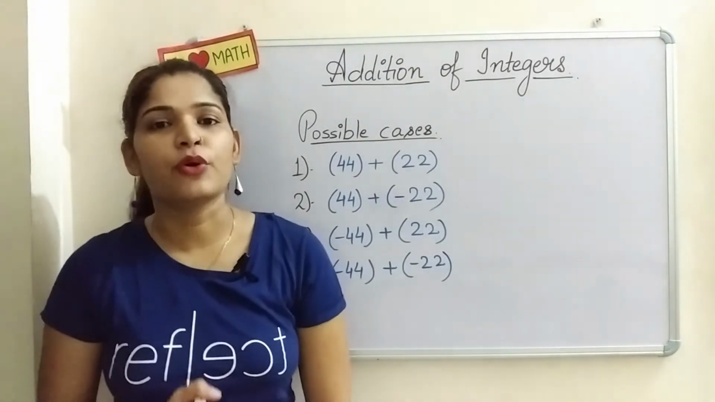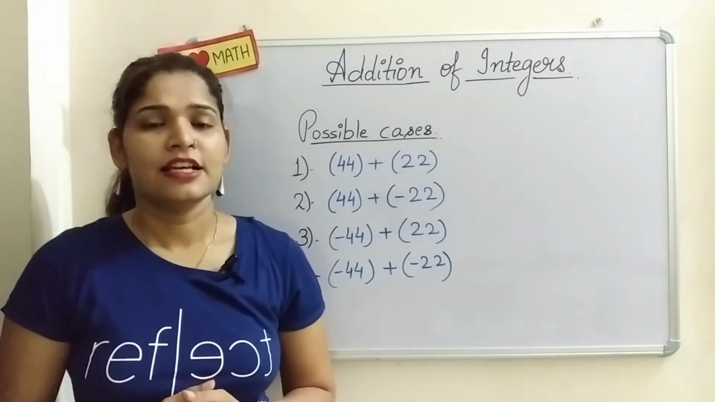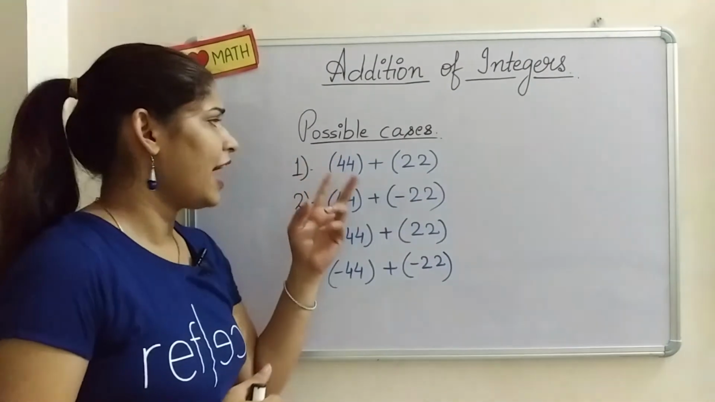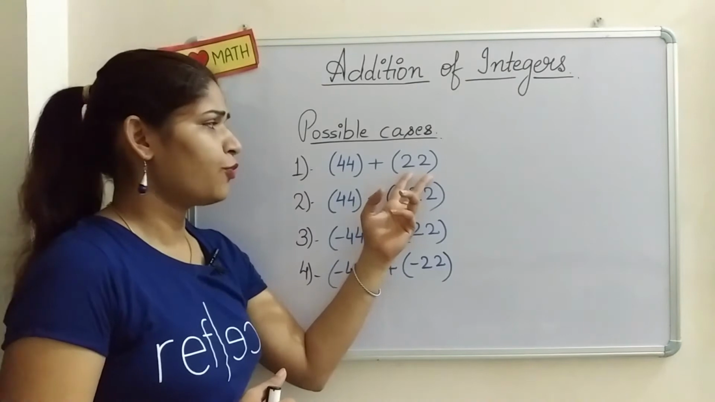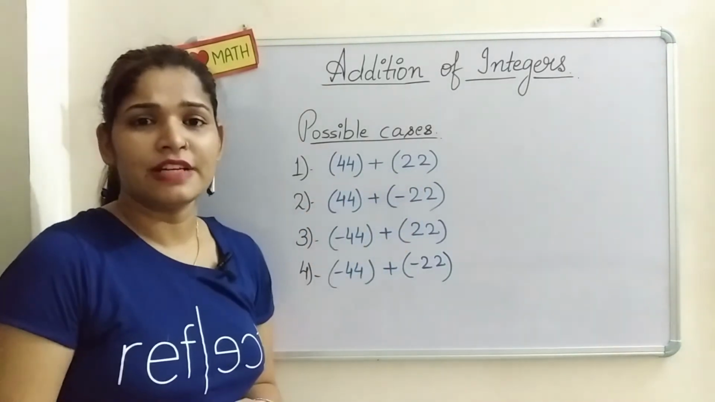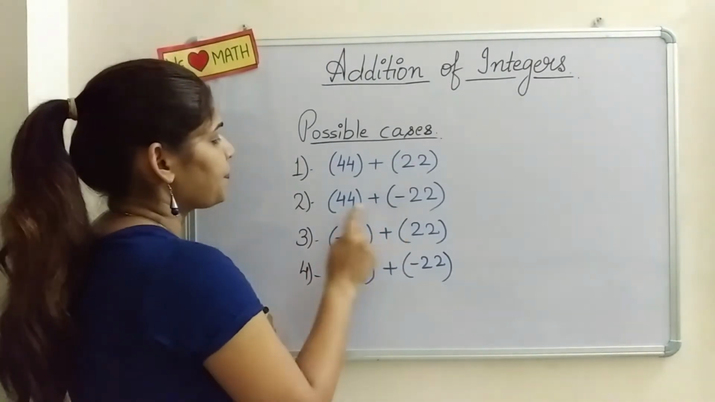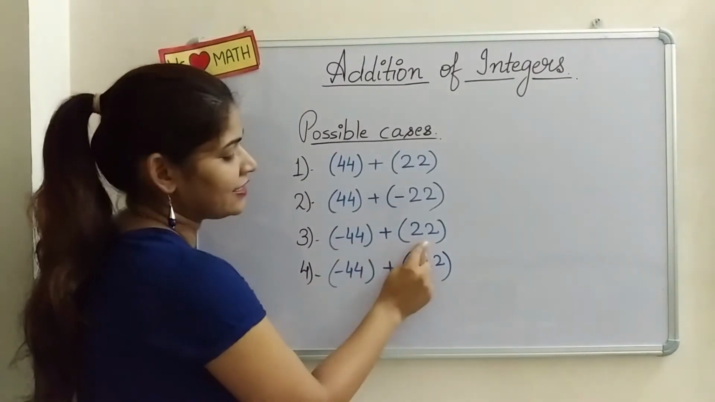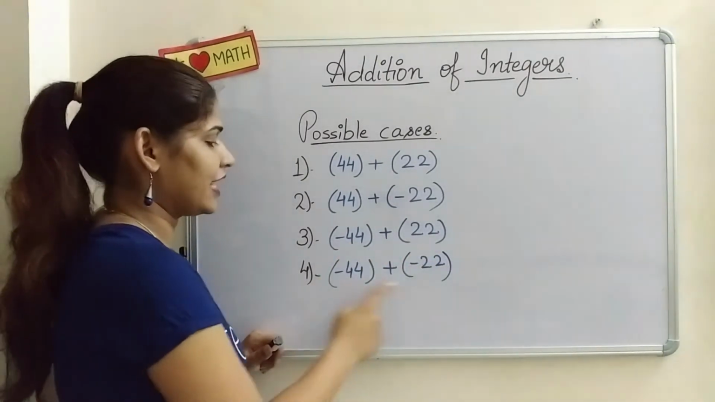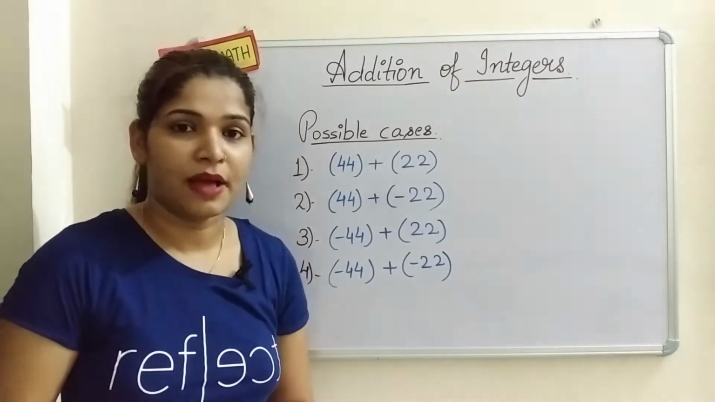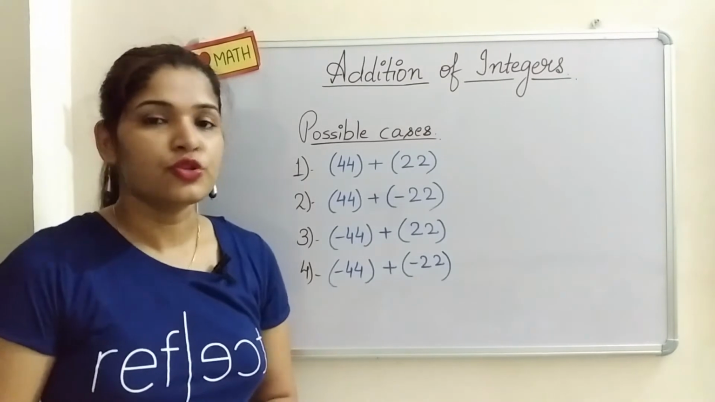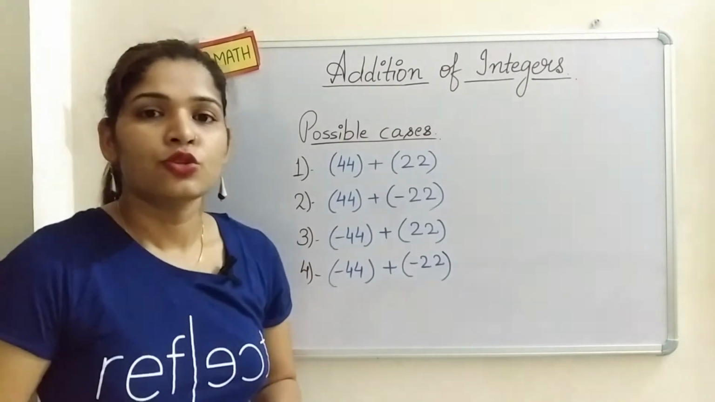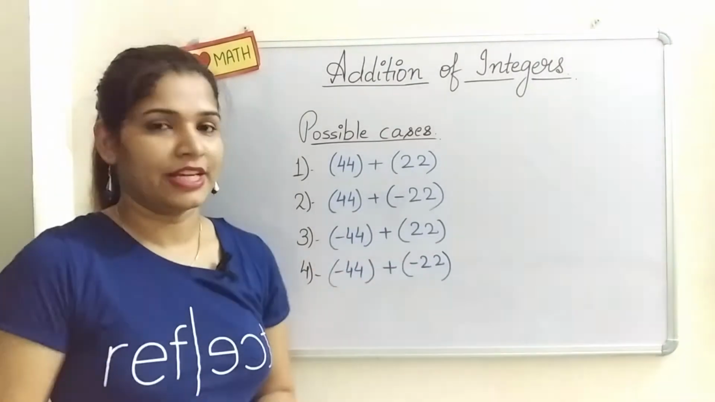So children, whenever we are going to add integers, we have some cases. In the first case we have one positive and another also positive. That means we can have two positive integers to be added. In the second case, one positive and one negative integer. In the third, the first one is negative and the second one is positive, and in the last case we can have both the integers as negative numbers. So there are some rules to solve all four cases in different ways. What are the rules? We are going to see right now.